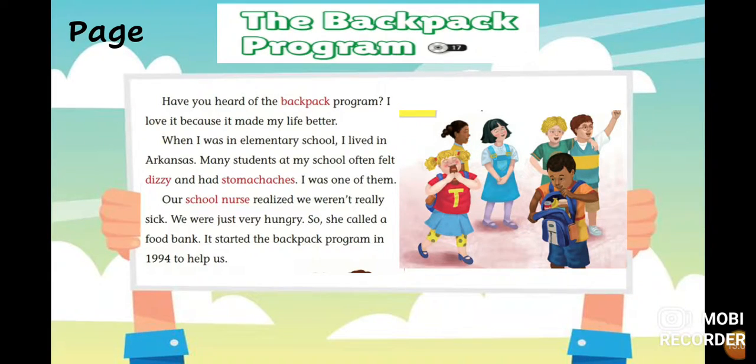Okay, but what is the problem in this case? Maybe these kids didn't have enough food, or didn't have food at home, and for that reason they felt dizzy and had stomach aches. And the person that gave his opinion says, okay, I was one of them.